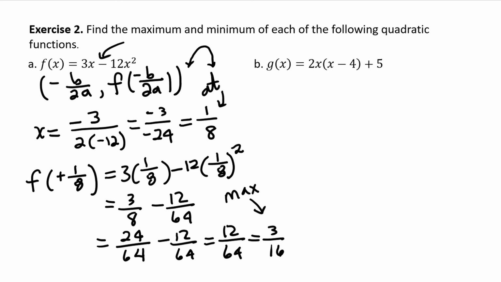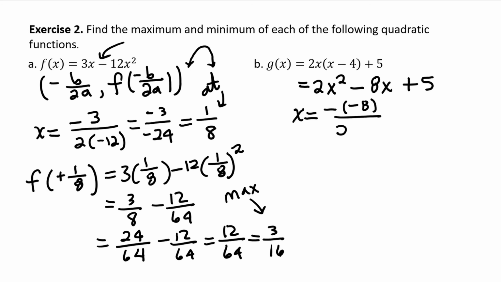Now let's continue to b. This one we've got to multiply through first so that we can pick out the a's and b's correctly. So let's distribute the 2x, and you get 2x squared minus 2 times 4 is 8x. And the 5 really has no effect here, but let's go ahead and write the 5 so we keep the integrity of the equation. X is going to be equal to the negative of b. The b this time is -8, so we'll have the negative of -8 divided by 2 times a. Negative and negative gives us a positive 8. 8 over 4 gives us 2.